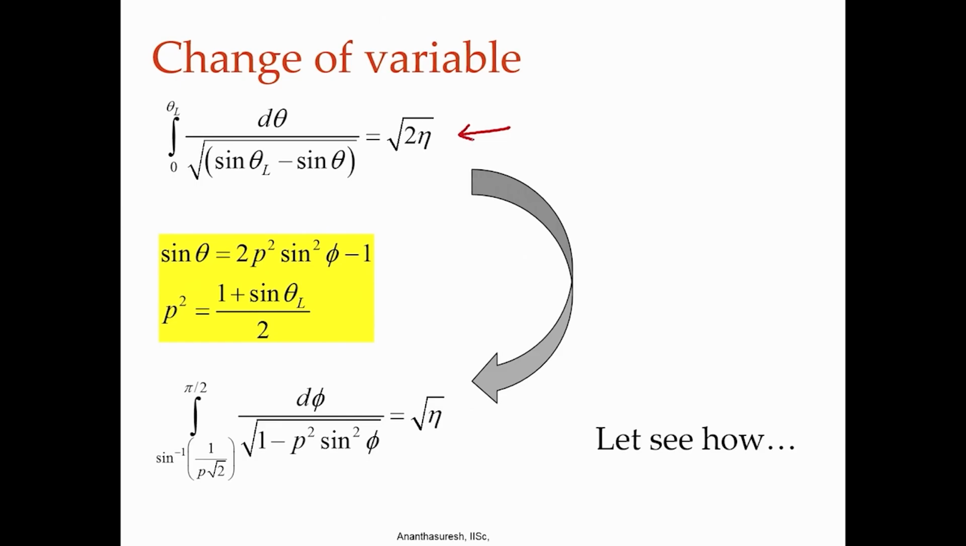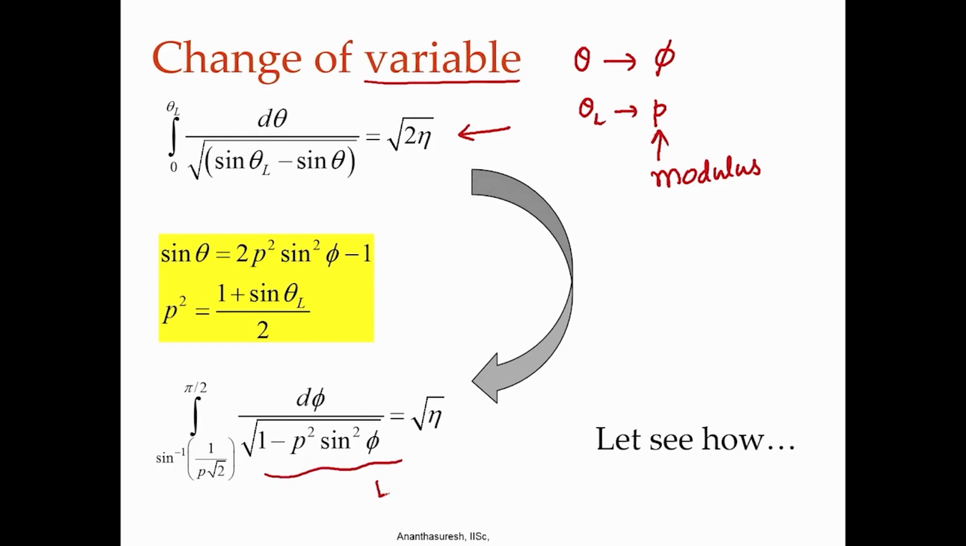Okay. Now, how do we solve this? This is the equation that we have at this time. How do we solve it? In order to solve, we use change of variable. We are changing theta to another variable called phi, and these are the equations that we are using. So, sin theta is 2 p square sin square phi minus 1, and then p square is 1 plus sin theta L by 2. So, there are two changes of variables, I should say, theta to phi and then theta L to something called p, which is called the modulus of an elliptic integral that we will see.